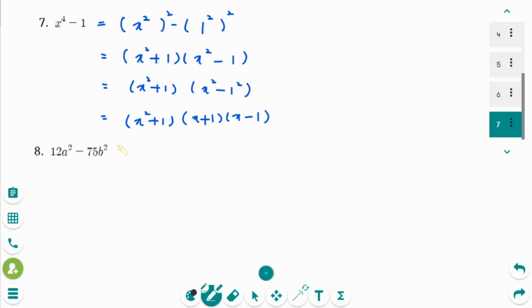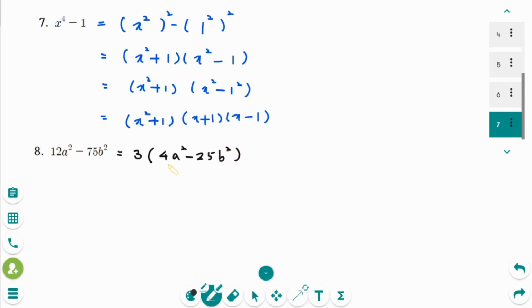This is the last question. The greatest common factor is 3, so take out 3 first, and then 12 divided by 3 means 4a squared minus 75 divided by 3 is 25, so 25b squared.